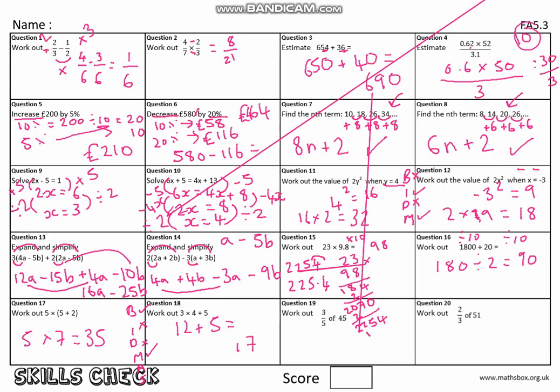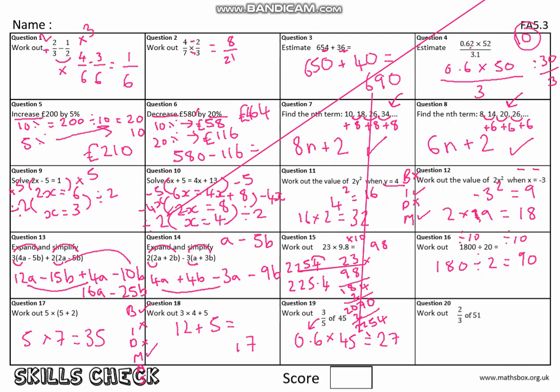Okay, so the next question says 3/5 of 45. So there's 2 ways of doing this. So we can either convert 3/5 to a decimal. So if we were to convert 3/5 to a decimal, we would get 0.6. And then we could just times the 0.6 by 45, and that would give us the answer of 27.